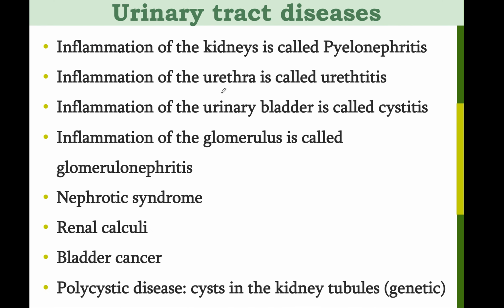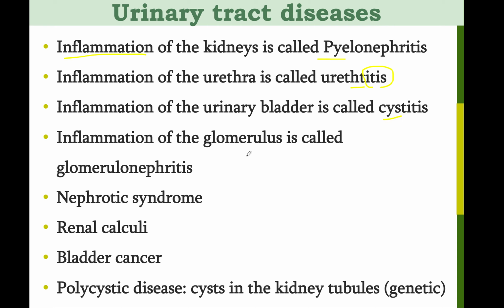So now let's go into some of the urinary diseases. There are some terms that you need to know. Any inflammation in the kidney is called pyelonephritis. If the urethra is infected or inflamed, it is urethritis. If you add itis at the end of any word, it will indicate that there is some inflammation there. The bladder inflammation is called cystitis.